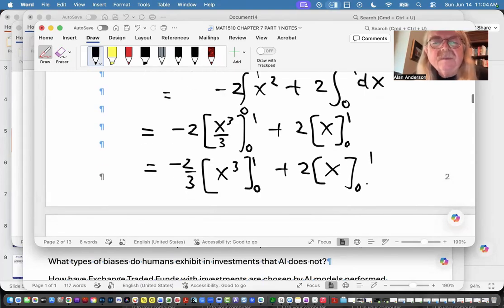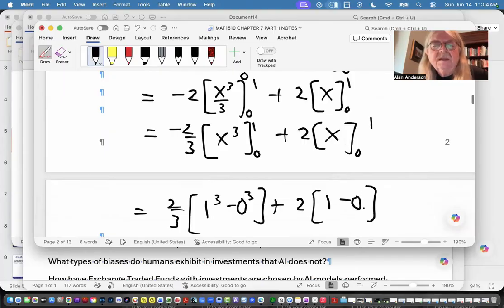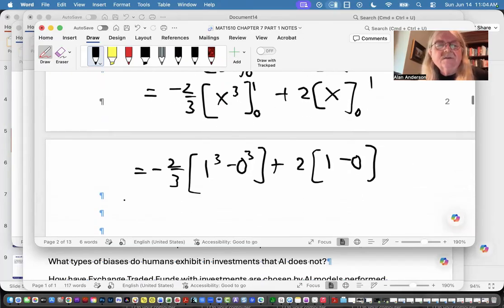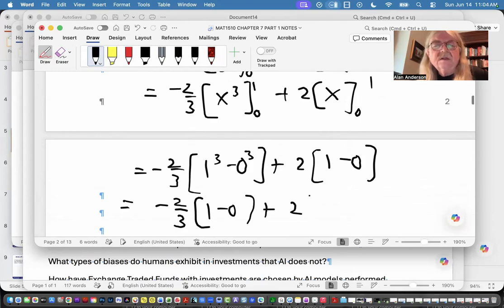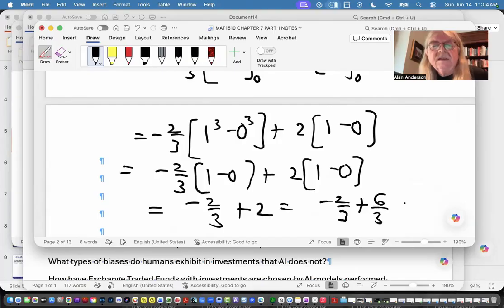Okay, now, of course, you know that, based on the fundamental theorem of calculus, we're going to just evaluate at the two endpoints and subtract one from the other. All right. Oh, I almost forgot the negative here. Sorry. And then we're going to have minus 2/3, 1 minus 0, plus 2, 1 minus 0. So we'll end up with negative 2/3 plus 2, negative 2/3 plus 6/3. And ultimately, we end up with 4/3.